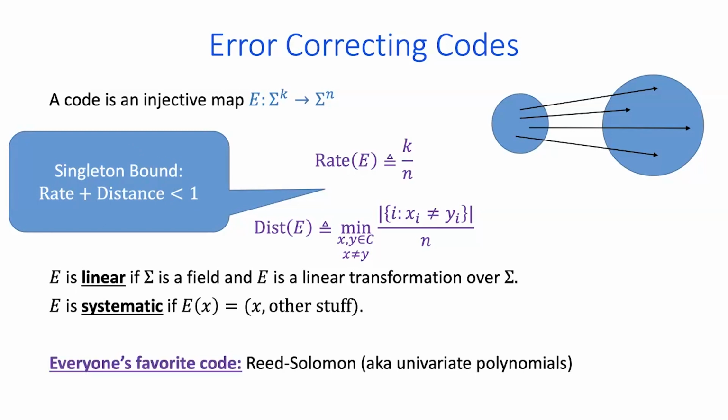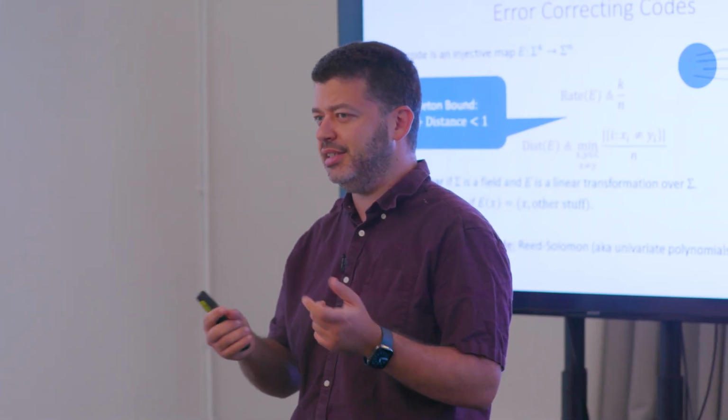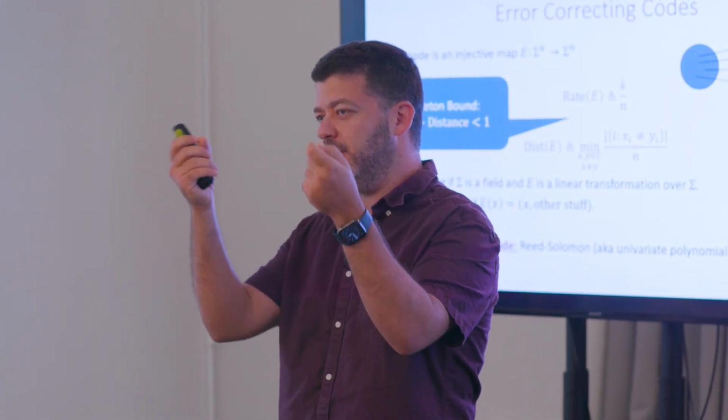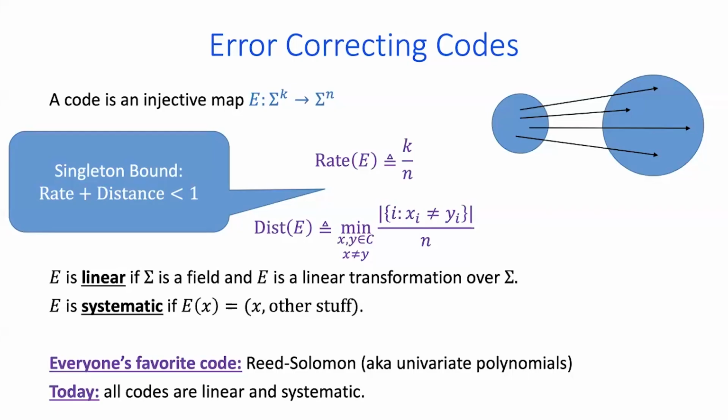So an example of a code, everyone's favorite code, the Reed-Solomon code, basically looks at univariate polynomials and has very nice parameters. One downside is that it requires a large alphabet, but it has other very nice properties. The reason that it has distance is that if you take any two univariate polynomials, they can only agree on a small number of points, so they have distance. Great, so these are error correcting codes.